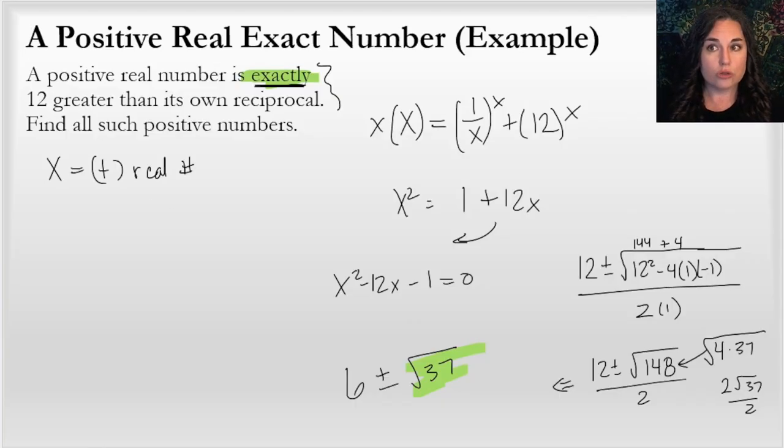I have two solutions here, so I need to remember what I'm looking for. I'm looking for a positive solution. The square root of 37 is a little bit greater than 6. So if I take 6 minus the square root of 37, that's going to give me a negative answer. So I am going to have to take the positive of this. So that is going to be my solution for this problem.